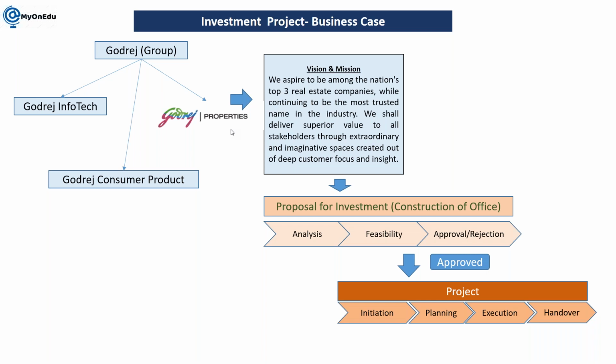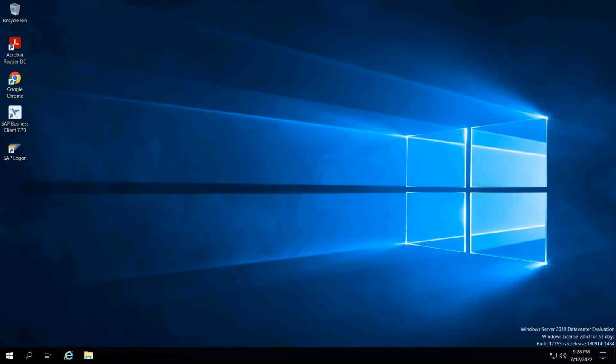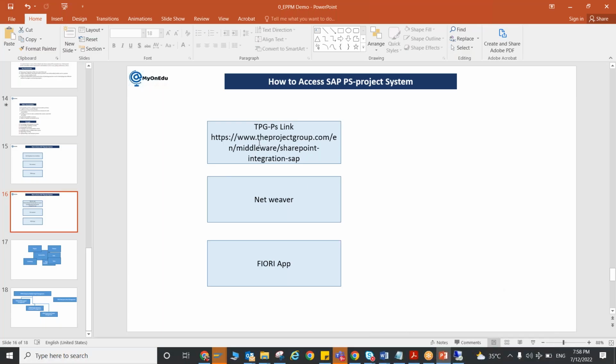Here you can access SAP in different ways. These are the 3 different ways to execute SAP. First is SAP GUI, graphical user interface, another is SAP NetWeaver, and the third is the Fiori apps. I'll show you here in the slide also. The first way to access SAP is through GUI, second is NetWeaver, and third is the Fiori apps.